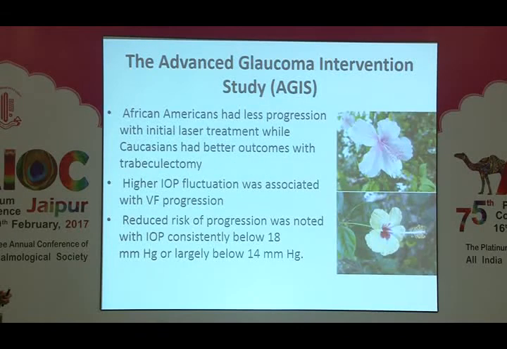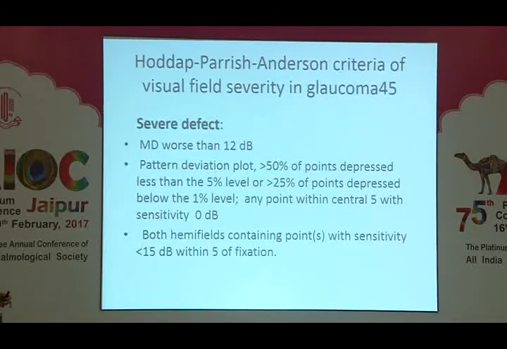So AGIS has given us some important things: that in African Americans, LTP was useful, not valuable to really us over here. But what is useful to us is that higher IOP fluctuations and age are related to progression and more advancement. And the reduced risk of progression is in the patients whose IOP is by and large under 18 and consistently under 14. They are the better off patients. So this is the classification which we are using mostly for clinical perspective.